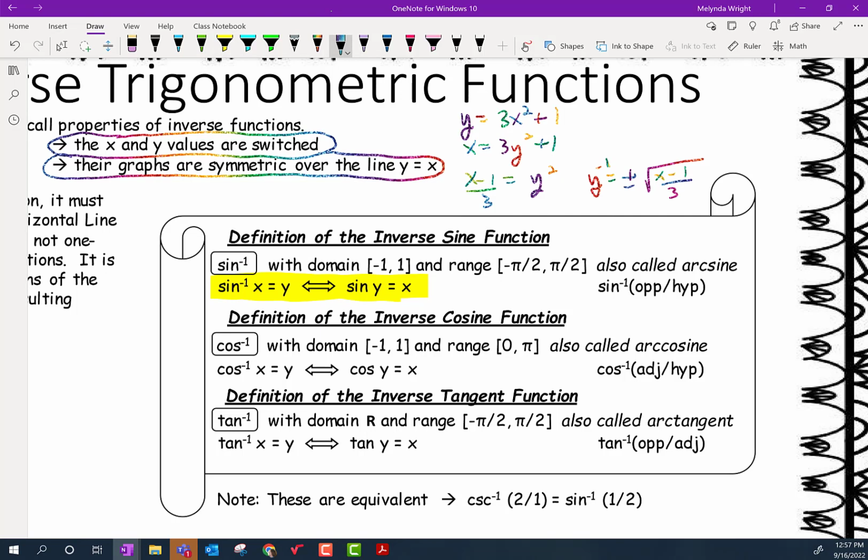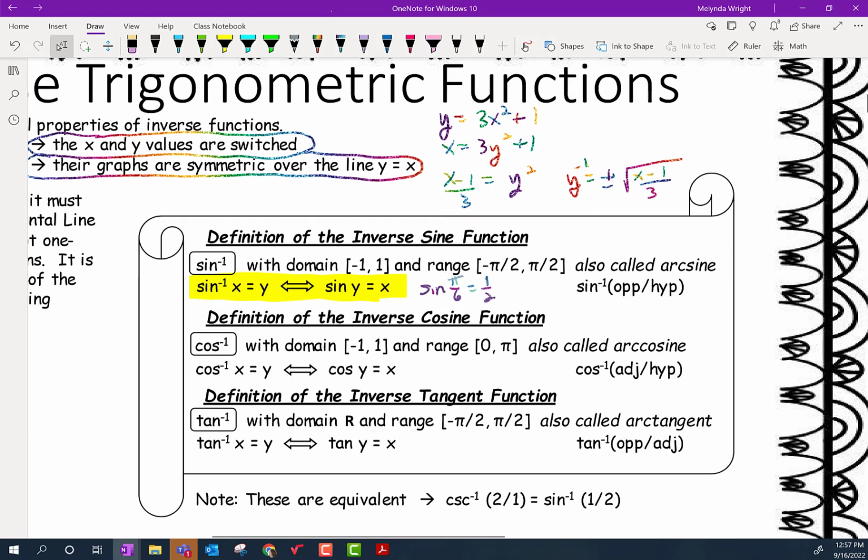So just another example. What if I had sine of pi over 2? We know, let's do pi over 6 instead. Okay, so sine of pi over 6, we know that that equals 1/2, from our unit circle. So the way that we would write it with arc sine, or sine to the -1, we would say sine to the -1 of 1/2 equals pi over 6.